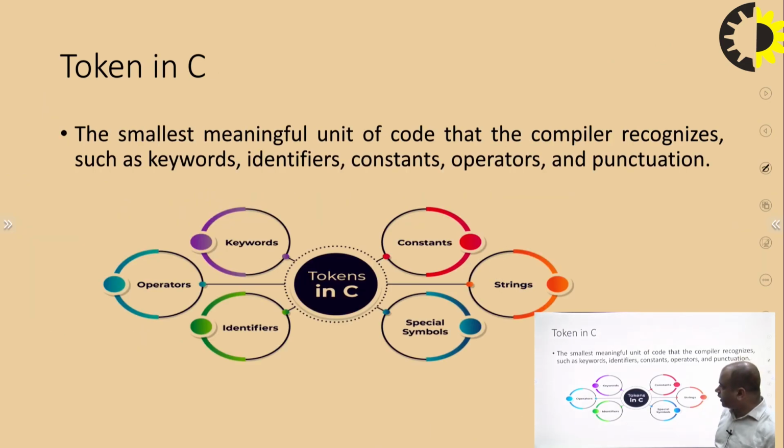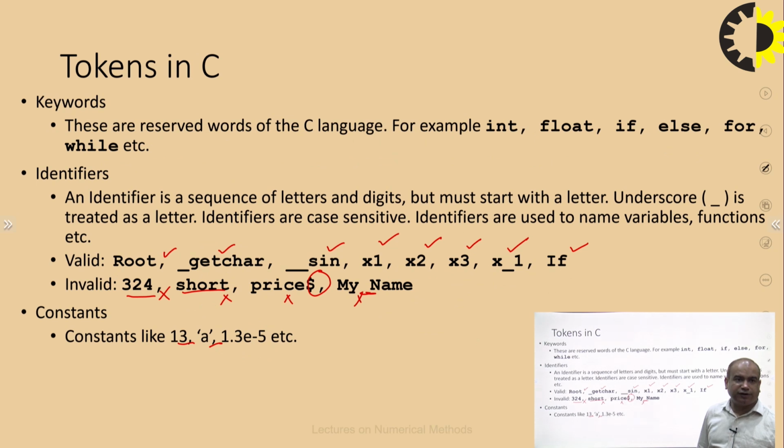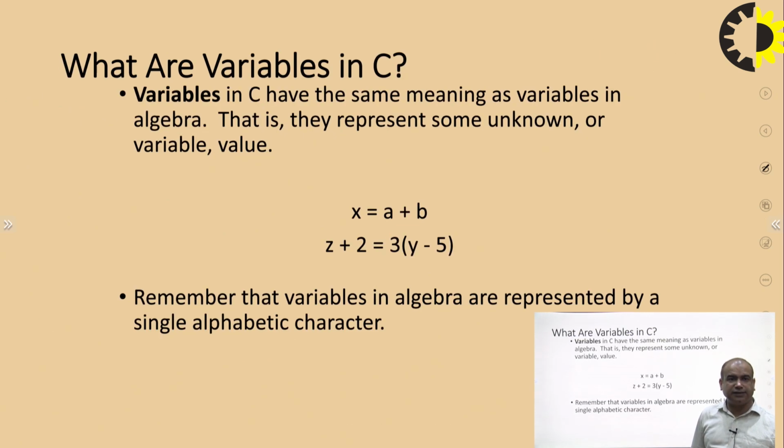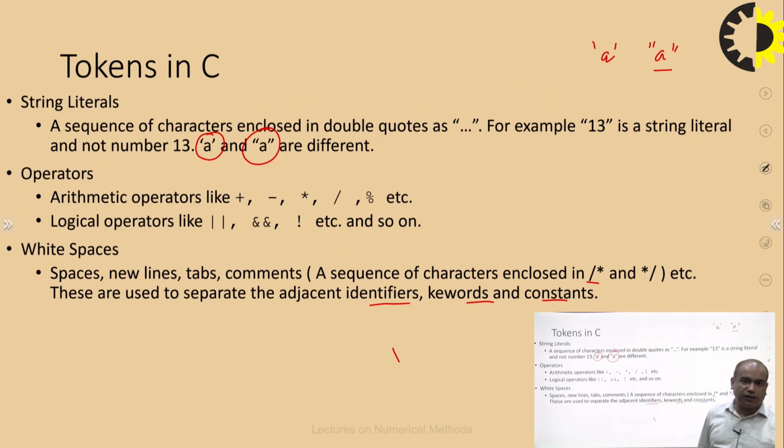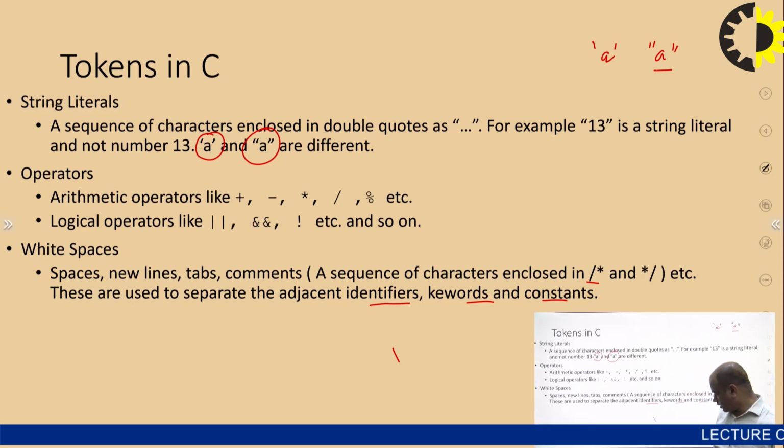So once again, I will repeat, that is a most important question. Token: the smallest meaningful code that the compiler recognizes, such as keyword, operator, identifier, constant, string and special symbol. Now if I talk about special symbols, in that case all special symbols that are represented on the keyboard will be used in C as special symbols.